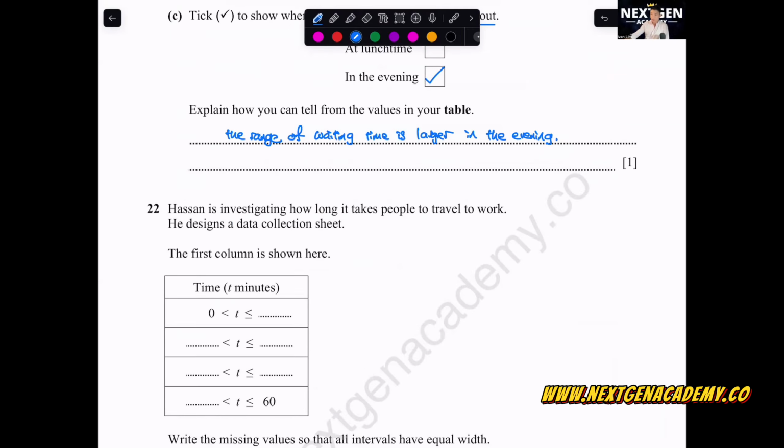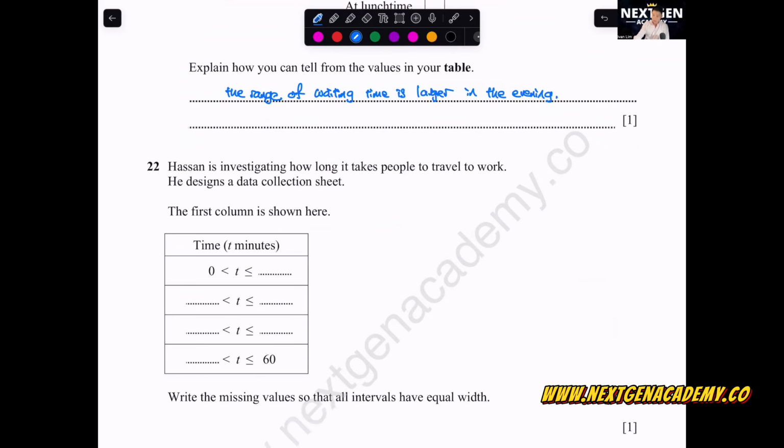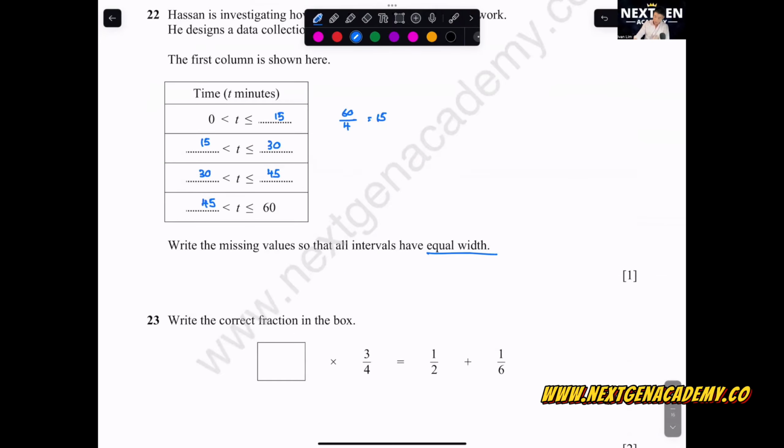Okay, let's go to question 22. Let's quickly finish this up before the end of the class. Hassan is investigating how long it takes people to travel to work. He designs a data collection sheet. The first column is shown here, with the missing values. How many classes do you have? 1, 2, 3, 4. Your first value is 0, the last value is 60. Can we say it's 60 divided by 4, so we spread it evenly? Each class is 15. So it's 0 to 15, 15 to 30, 30 to 45, then 45 to 60. Easy question, because all of them have equal width.